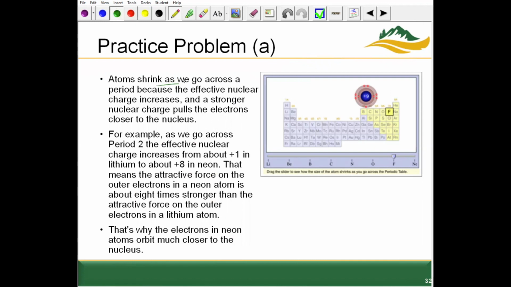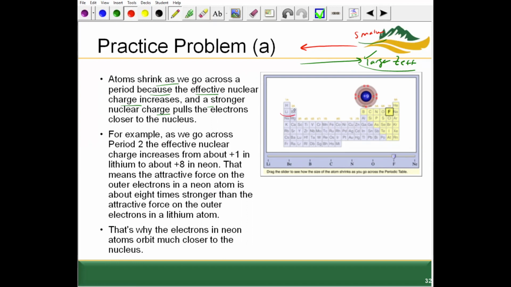So atoms will shrink as we go across a period because, as we know, the effective nuclear charge increases from left to right. As effective nuclear charge increases left to right, that means the atomic radii will increase in the opposite direction. Higher effective nuclear charge leads to a smaller atomic radius, because that larger effective nuclear charge means that the electrons are pulled in more tightly towards the nucleus, leading to a smaller atomic radius.